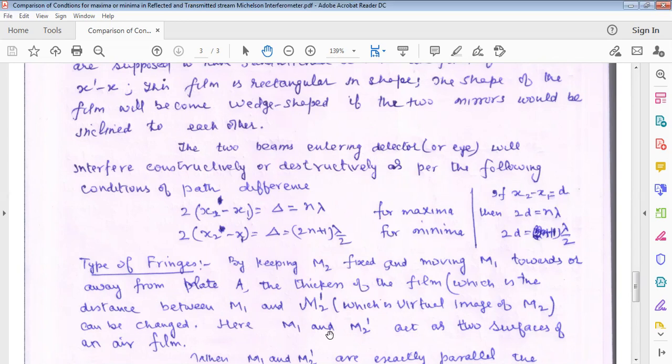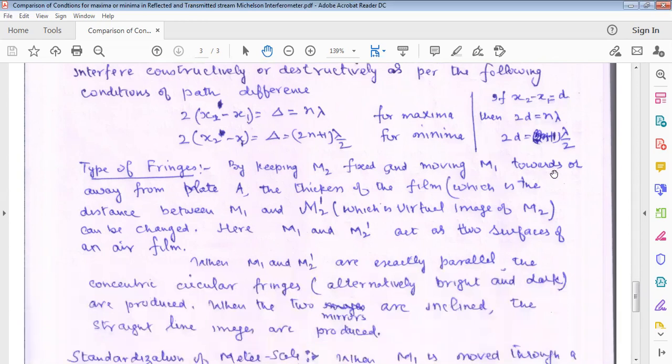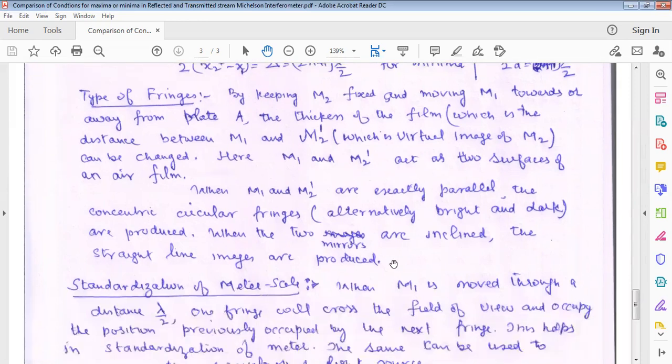As we discussed earlier, types of fringes. By keeping M2 fixed and moving M1 towards or away from plate A, the thickness of the film, which is the distance between M1 and M2 dash, which is the virtual image of M2, can be changed. Thickness of film can be changed. Here M1 and M2 dash act as two surfaces of an air film. When M1 and M2 dash are exactly parallel, concentric circular fringes alternately bright and dark are produced. But when the two mirrors are inclined, straight line fringes are produced.